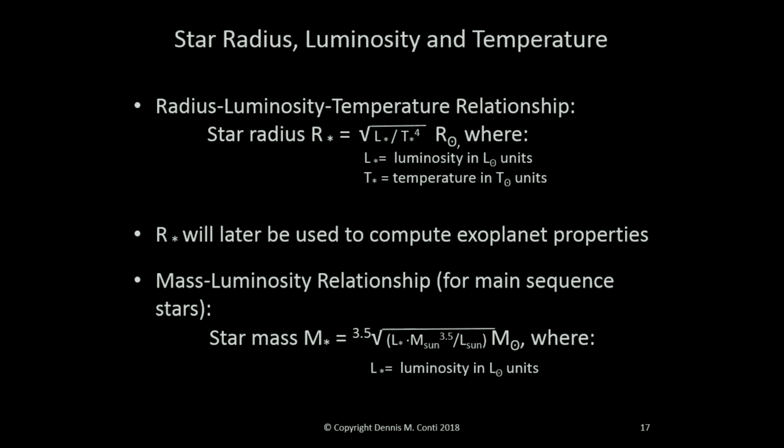And finally, there is a relationship between the luminosity of a star, or L star, and its mass, given by the formula that you see here, where M sun is the mass of our sun, which is known, and L sun is the luminosity of our sun, which is also known. So just based upon L star, namely the luminosity of the star, one can estimate the mass of that star.